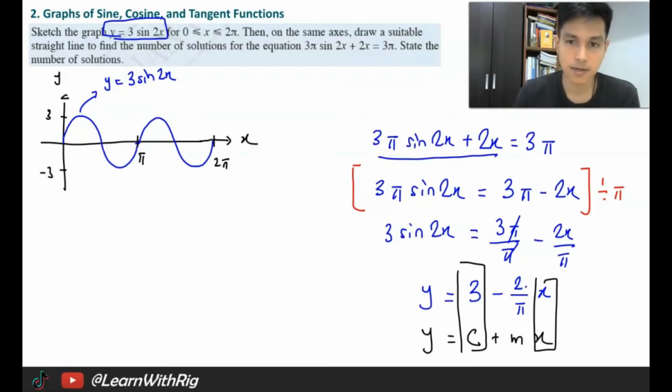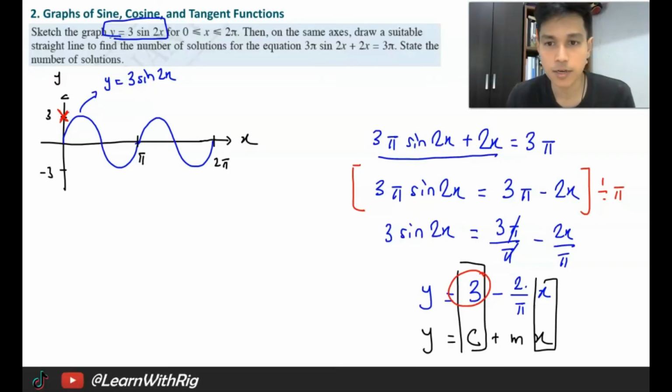Okay, and just by looking at this, you know it's a downward line. How you know it's a downward line? Because it's a negative gradient. The m is negative 2 over pi. So it's a negative gradient. So you know the line is going to go down. So let's draw this together, okay? So you know that the y-intercept is 3. So you can start with here. So you start with the y-intercept here.